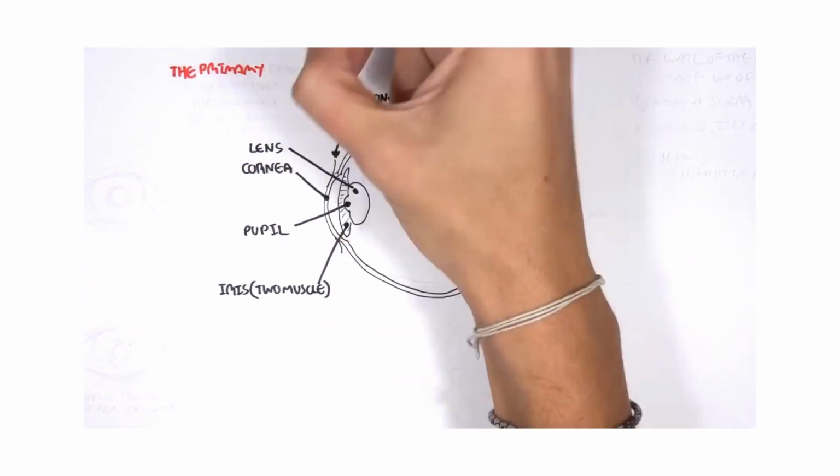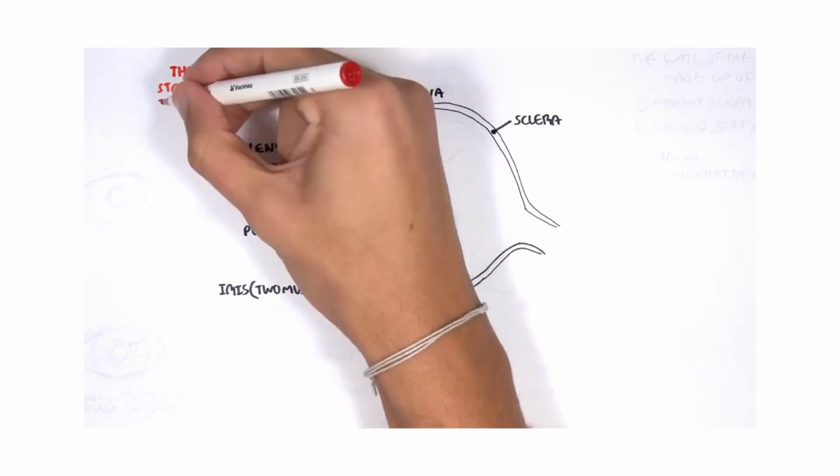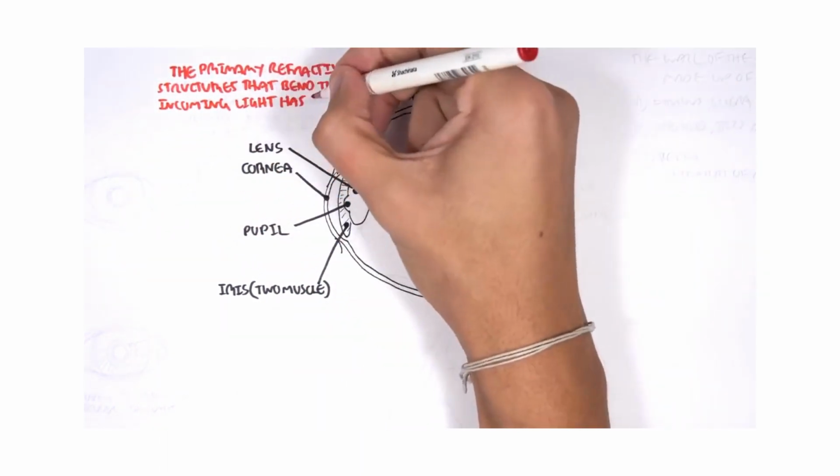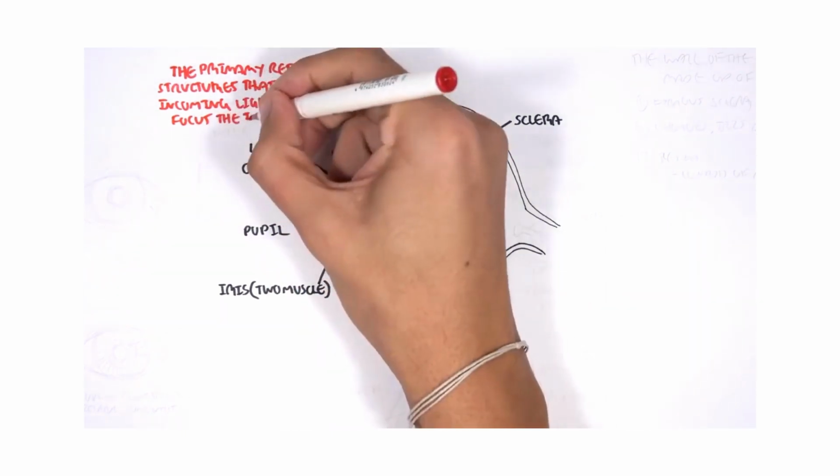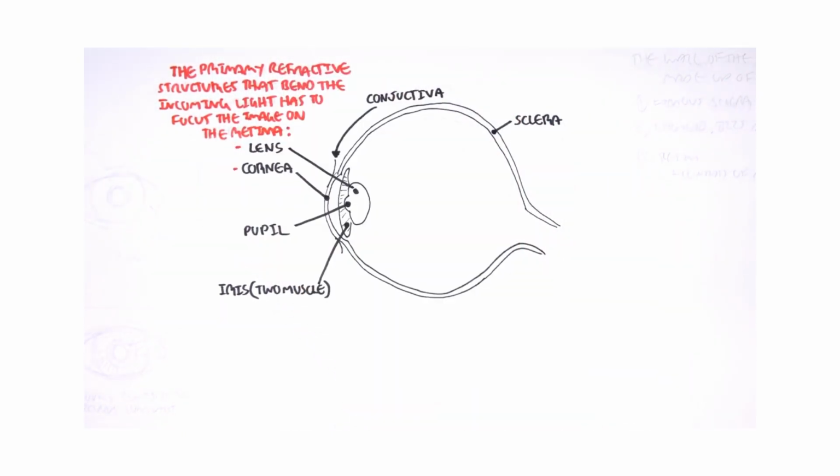The primary refractive structures that bend the incoming light have to focus the image on the retina. These primary structures are the lens and cornea. So these are the main structures basically responsible for bending the incoming light to focus on the retina at the back.